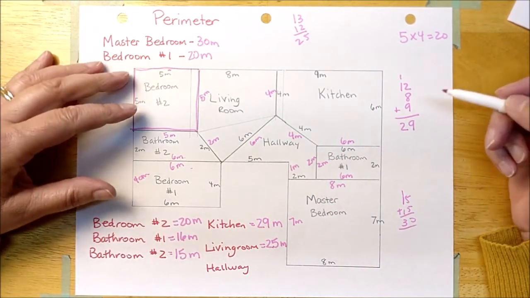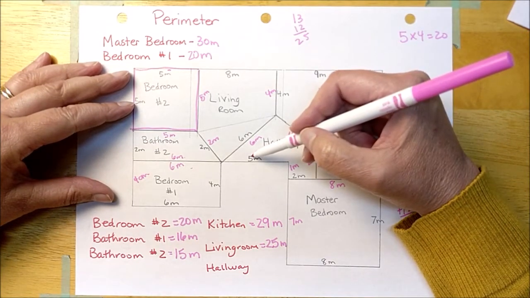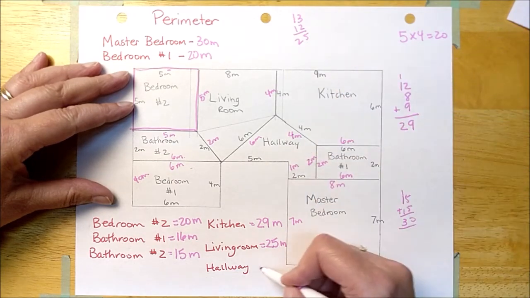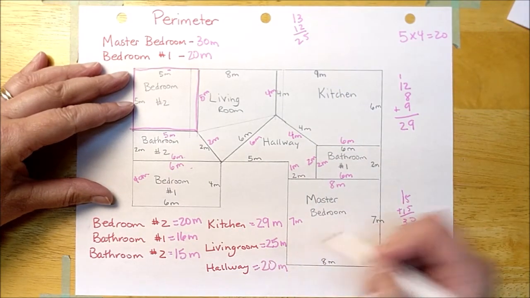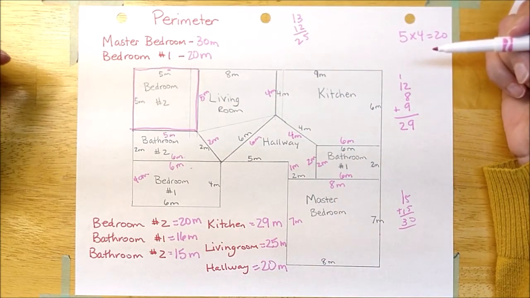So now I have all my numbers and I can figure out what my hallway is. 10 plus 5 is 15, 16, 17, 18, 19, 20. So my hallway has a perimeter of 20 meters. And so I figured out the perimeter of my whole house.